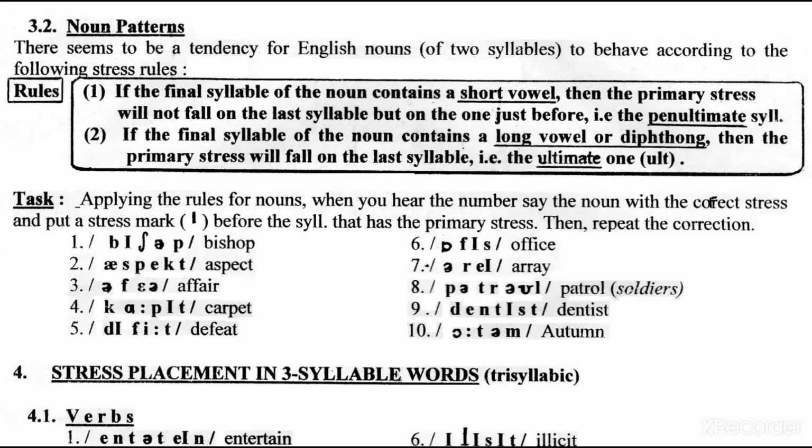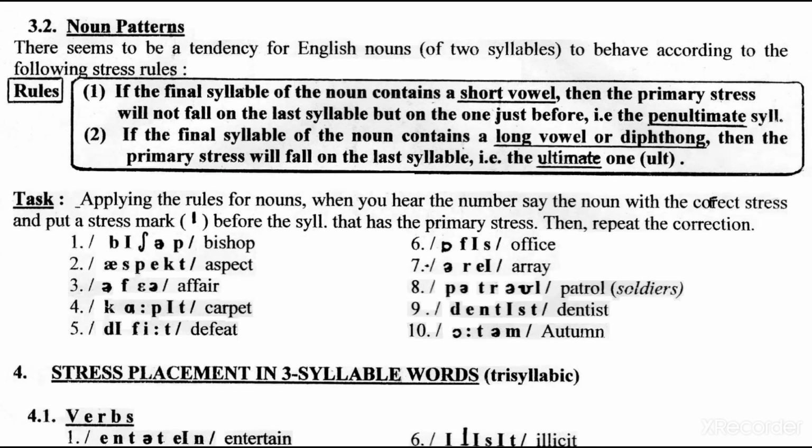Number 6, office. Stress on the penult because we have a short vowel, so it's rule 2A. The next noun, array. Because we have a diphthong, stress on the ult, so it's on ray, and we have applied rule 2B because we have a diphthong.